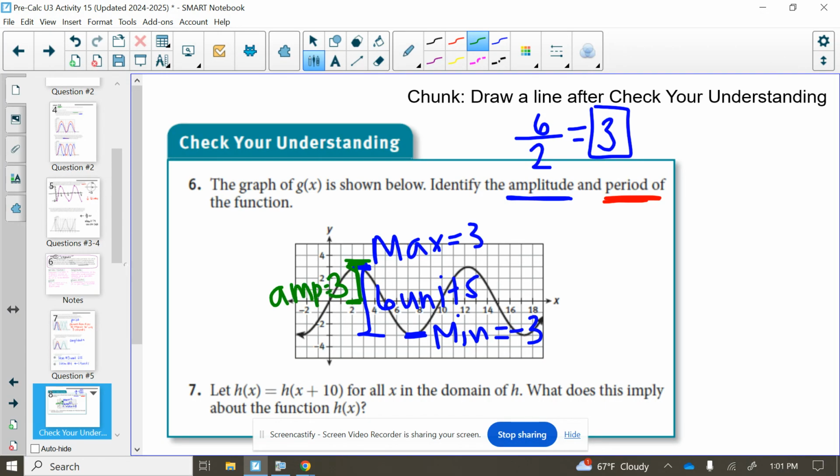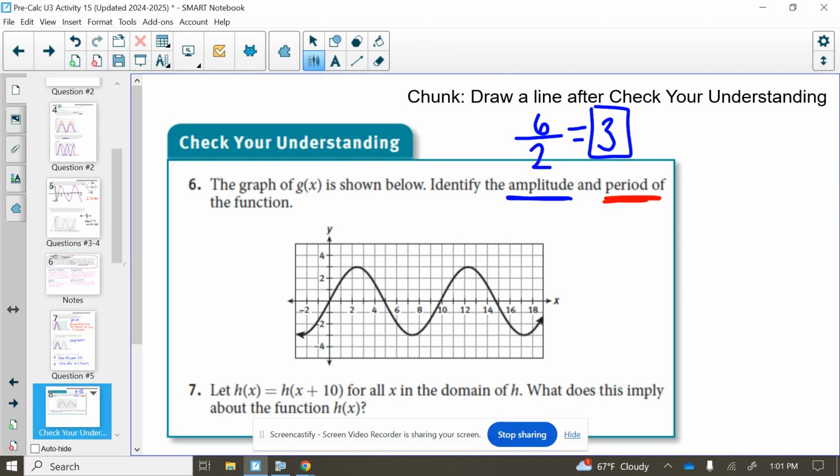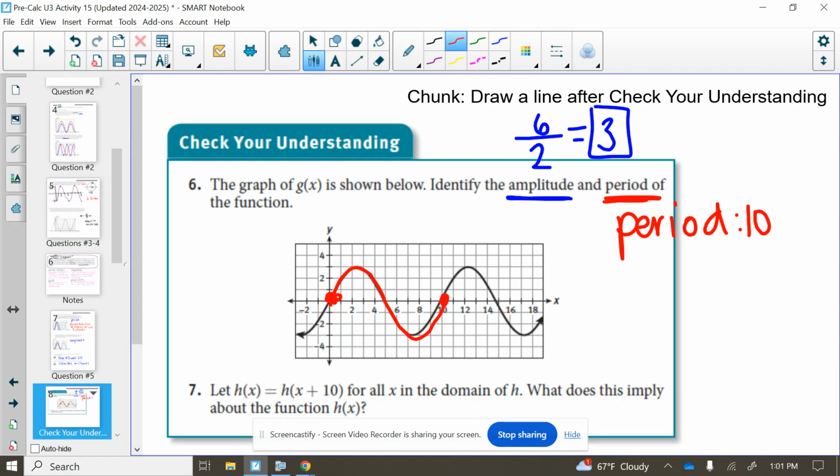Now, the period then is going to be based on how long it takes this graph to repeat. So for instance, max to max, or one full revolution back to your starting point, in this case at 0. Well, on this one, the period would take 10 seconds or 10 units, because that's how long it took to do one full revolution of our graph, which would be 10.